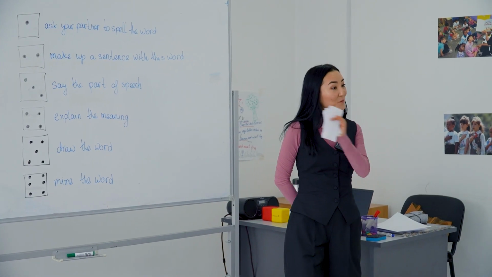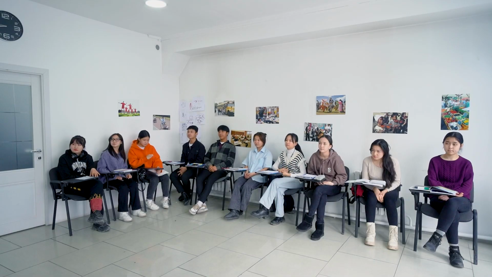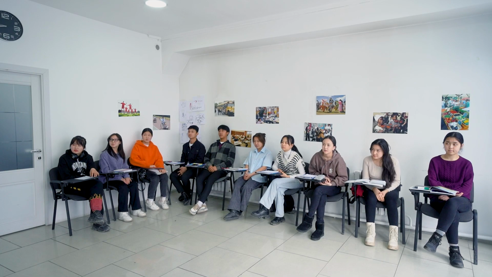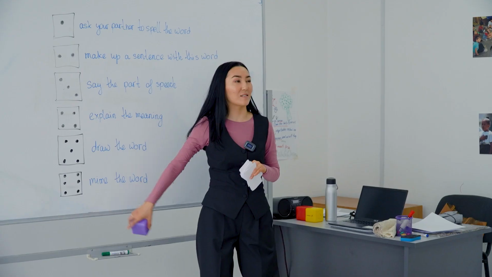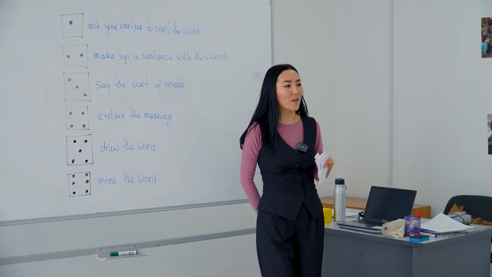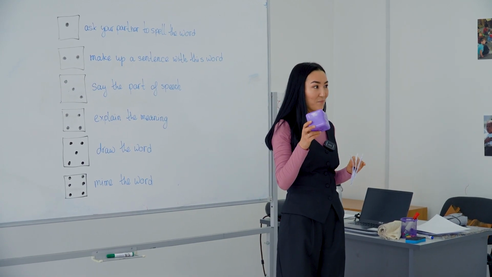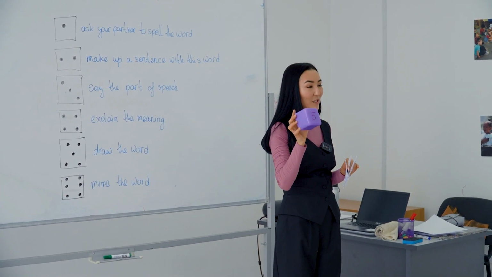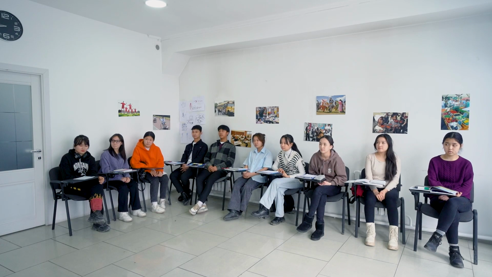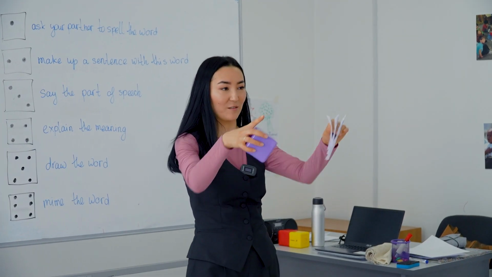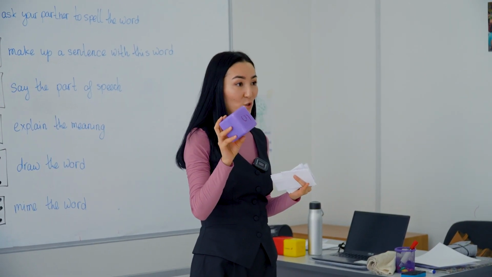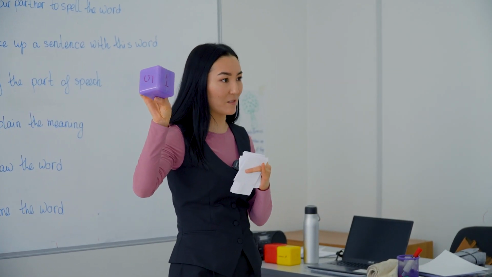Okay guys, now could you please look at the board? What can you see? Dice. Yeah, how many sides does a dice have? 6 sides, yeah? So instead of a dice, I brought today a cube. Okay, so now you will work in groups of 4, you will work in groups of 3 and you 3 together, okay? So when you take this cube, could you please number the sides, okay?